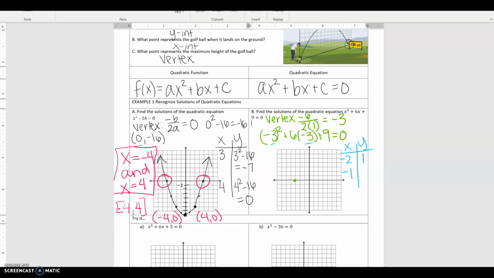So I could plot negative 2, 1 here. And negative 3, 1, because remember our axis of symmetry makes it reflect the same height on each side. And then negative 1 plugged in, you would get 4. So you would go up 4.